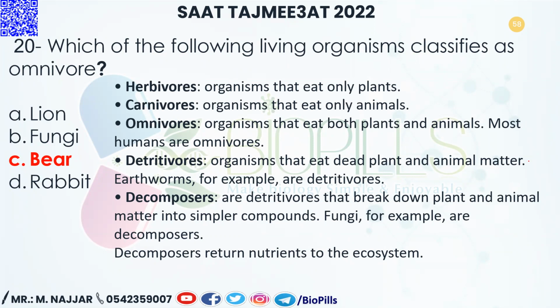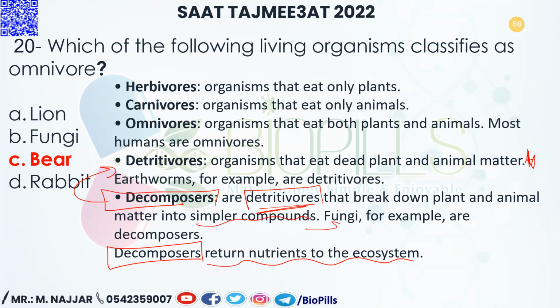If it stops like this, it will be a detritivore, by the way. If it returns the matter back to the environment or to the ecosystem, it will be a decomposer. So decomposers are detritivores. Many students don't know this or mix it up. Decomposers are considered detritivores that also feed on dead plants and animals and organic matter, but they convert it into simple compounds. So they make it available again to the ecosystem so that another plant can make use of it. That's a very important point.